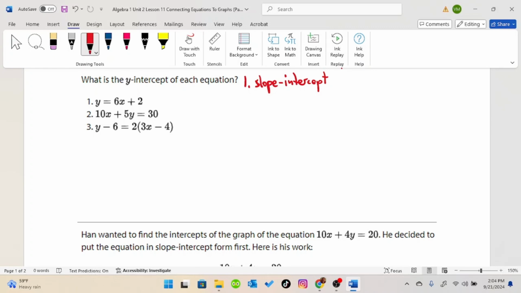So on a slope-intercept form, remember that is y equals mx plus b, and the y-intercept is b. So if we look at this, the 2 is the b. It's the number by itself. So the y-intercept equals 2.